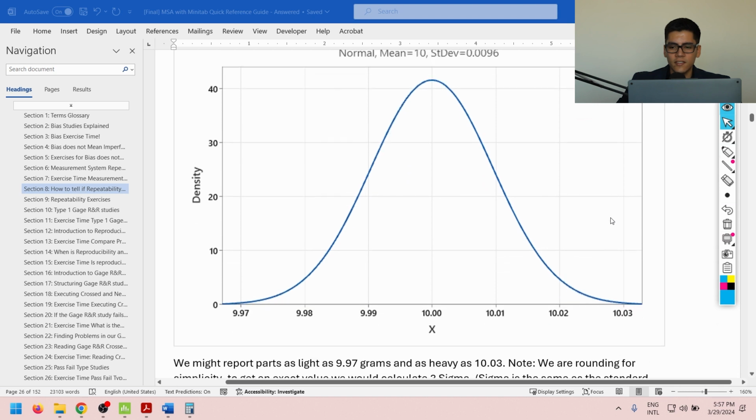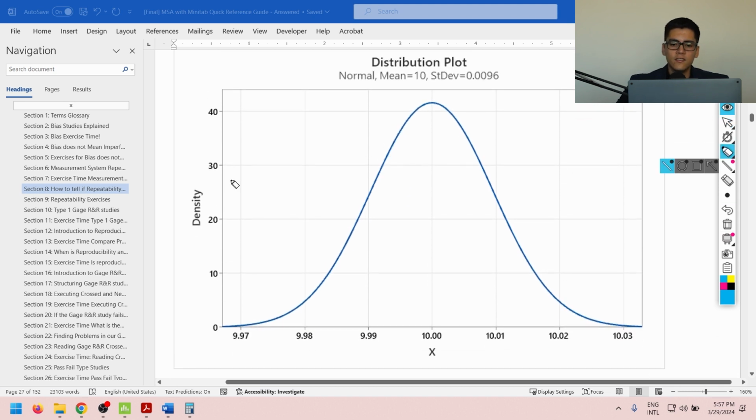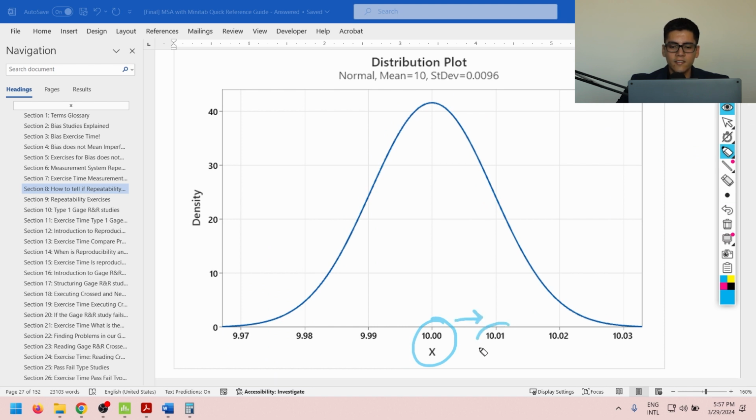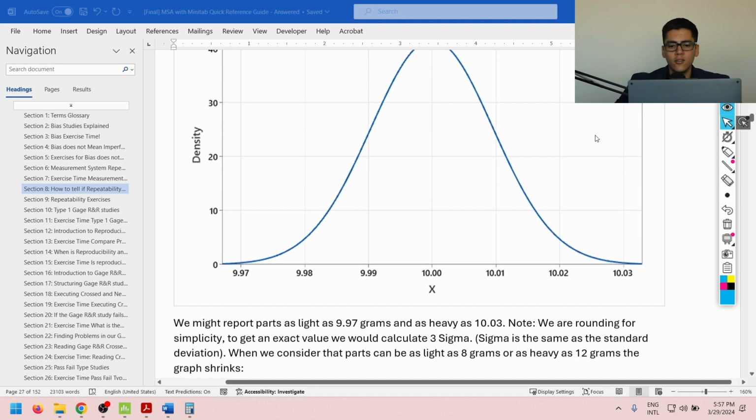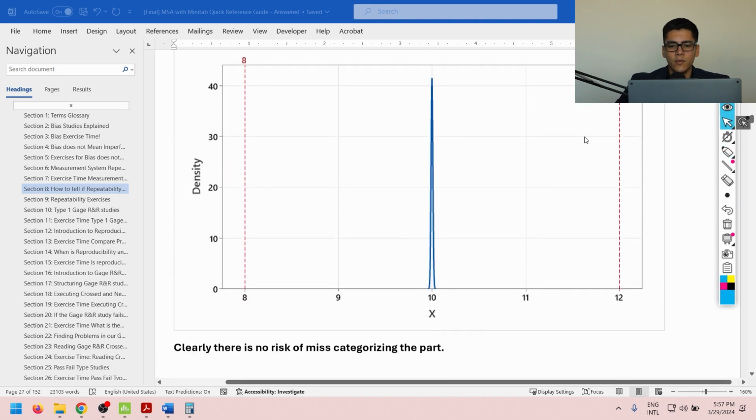Visually, it looks something like this. If I give the system a sample that is 10 grams, the system might report it as 10.01, 9.99, 9.98, 9.97, 10.02, 10.03, etc. But at no point am I running the risk of rejecting a good part and identifying it as a bad part.